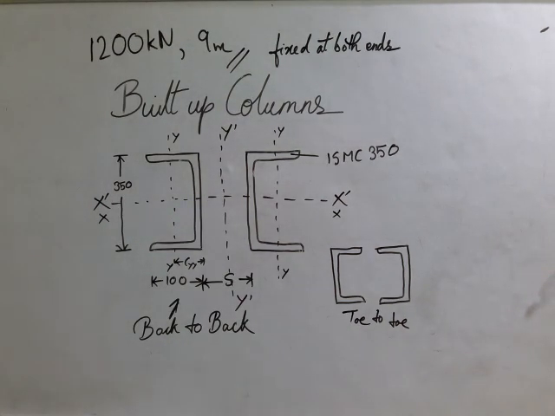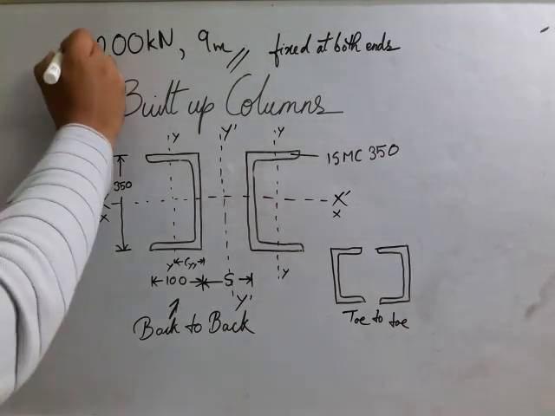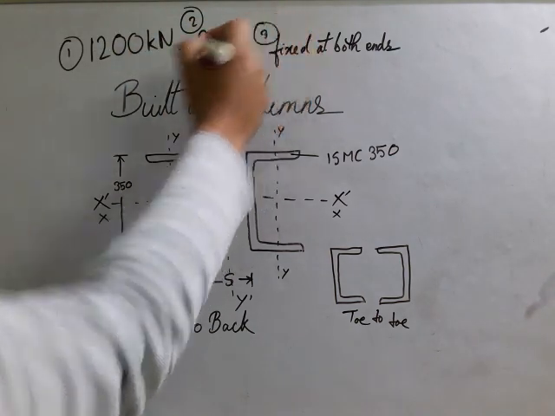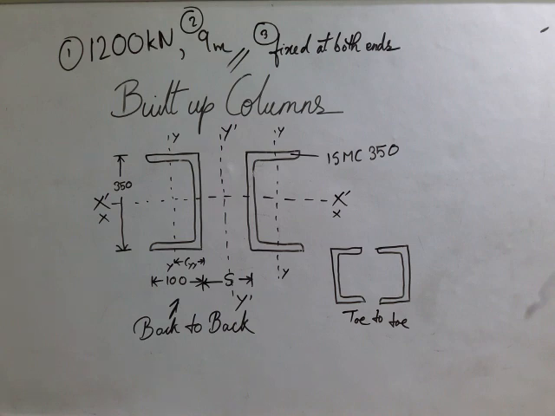So these are the situations. Load given, length of the column is given, boundary condition is given. Then we are being told to design the built-up column. And it is also told to us that the sections are placed back to back. So we have to take into account this situation, not this one.